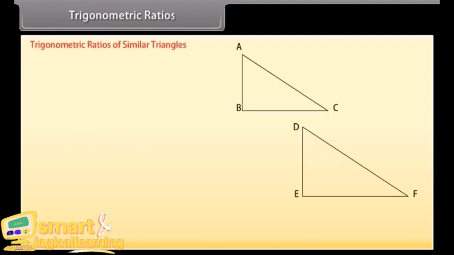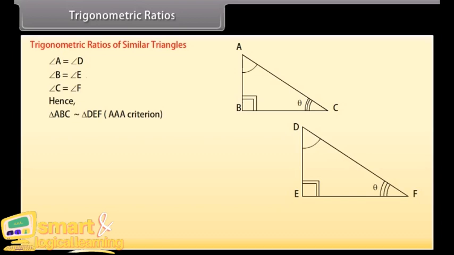Trigonometric ratios of similar triangles. Consider the two triangles, triangle ABC and triangle DEF. Angle A is equal to angle D. Angle B is equal to angle E. Angle C is equal to angle F. Hence, triangle ABC is similar to triangle DEF by AAA criterion of similarity of triangles.